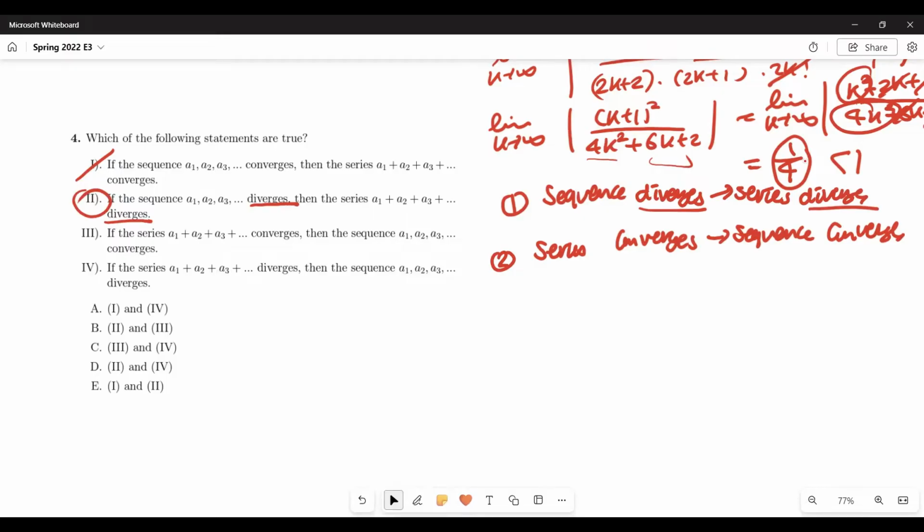And if the series converges, then the sequence converges, so 3 is right. So 4 is not right, because it's not the order that we want. So this is going to be 2 and 3, so the answer is B. You have to remember which statement you use, and you can't just change the order, like series diverges and sequence diverges. That's not how it's stated. It's series converges, sequence converges. That's not the same. That's why we have our answer as B.